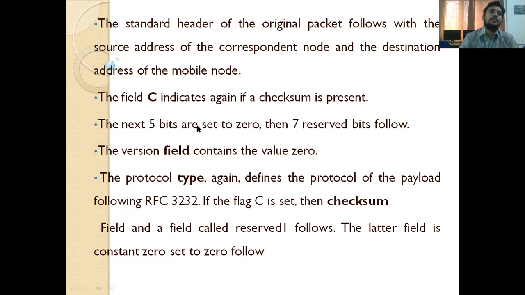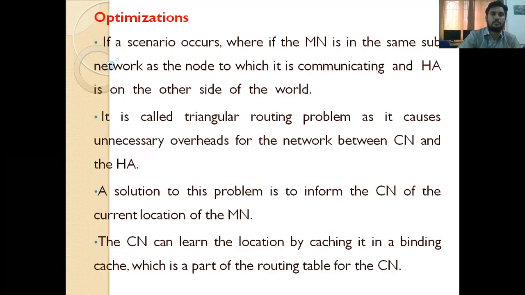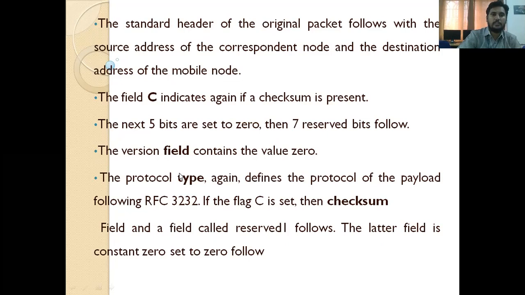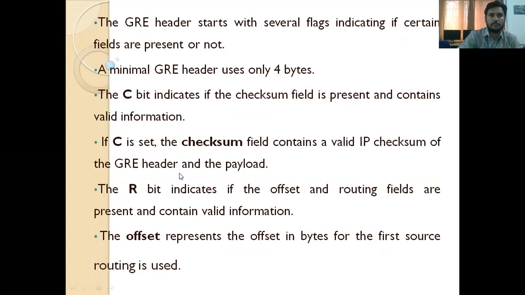The field C indicates again if the checksum is present. The next 5 bits are set to 0. Then 7 reserved bits follow. The version field contains the value 0. The protocol type again defines the protocol of the payload following RFC 3232. If the flag C is set, then the checksum field and the field called reserved that follows are set to 0. So the C field, recursion.